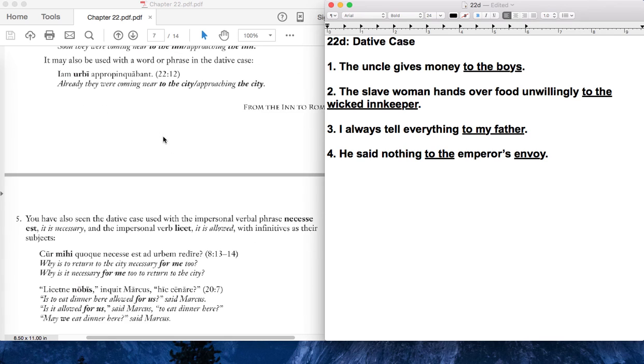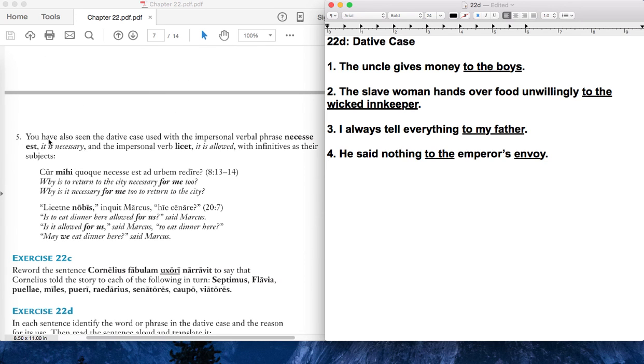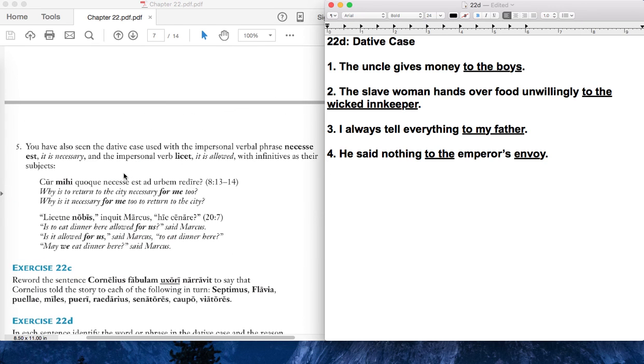If you want to get more on that, you can look up above. Let's see, where is it? Okay, here, number 5, right above the exercise. You have also seen dative case used with the impersonal verb phrase necesse est and licet, it is allowed. Why is it necessary for me also to return to the city? So it is necessary for me. For me is dative. For us is also dative.